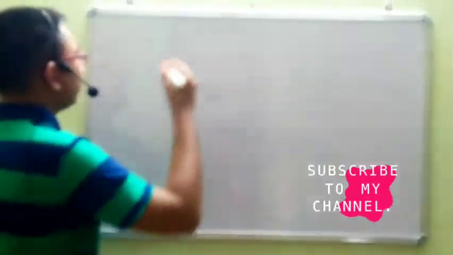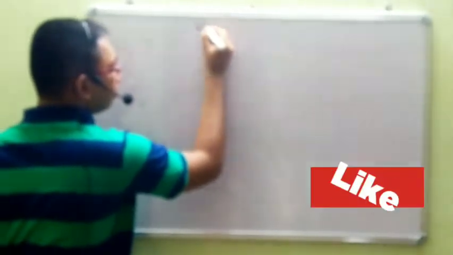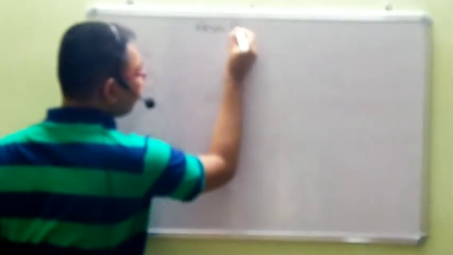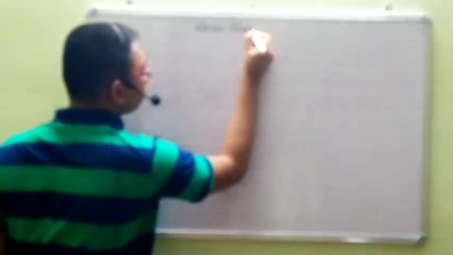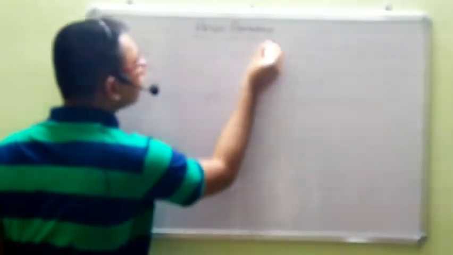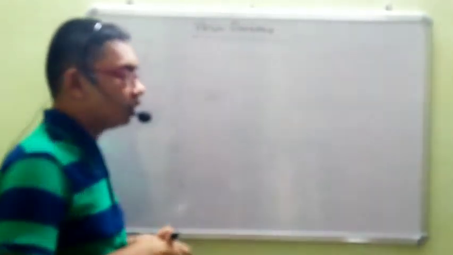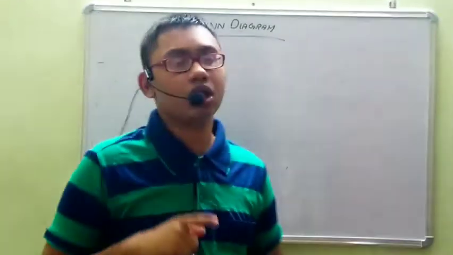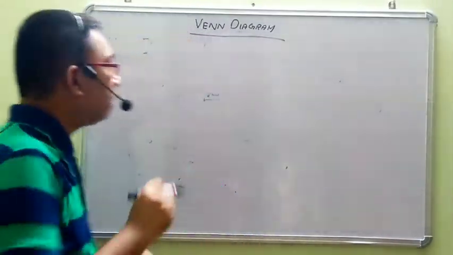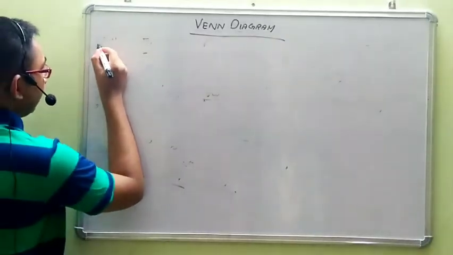So, in this lecture, we will be dealing with an important topic in set theory, which is the Venn diagram. Before I go into the topic of Venn diagram, let us first discuss what is the cardinality of a set. First concept is cardinality.